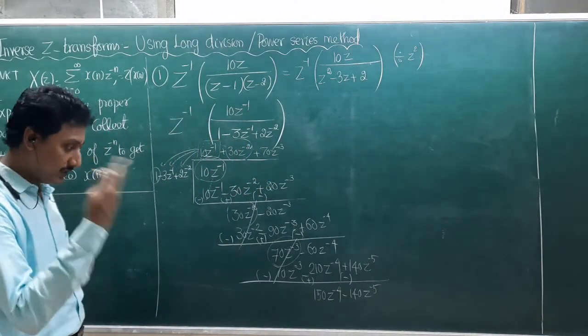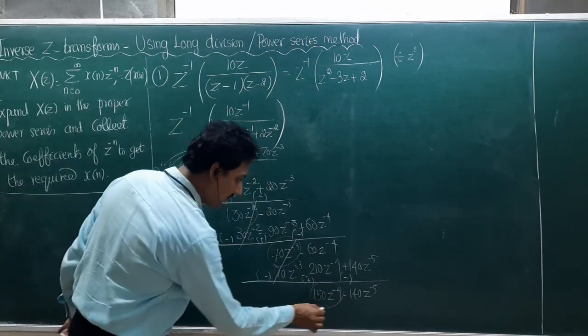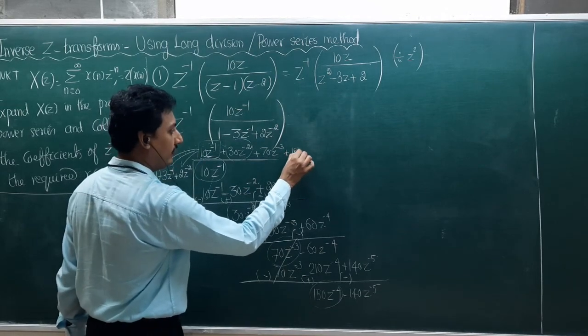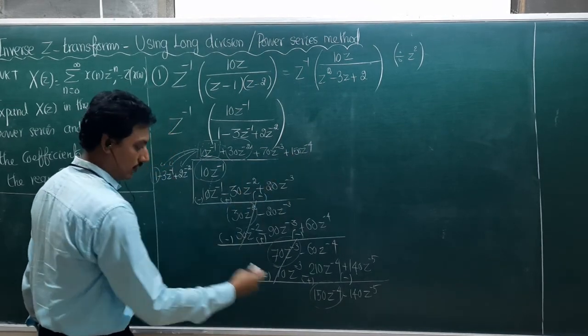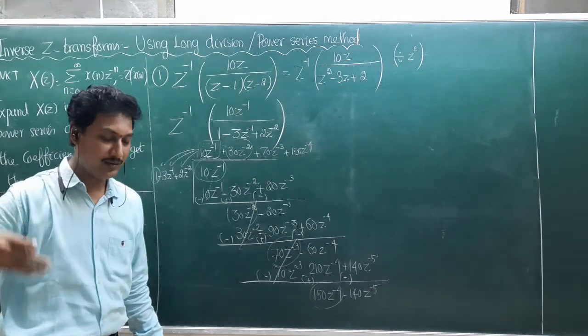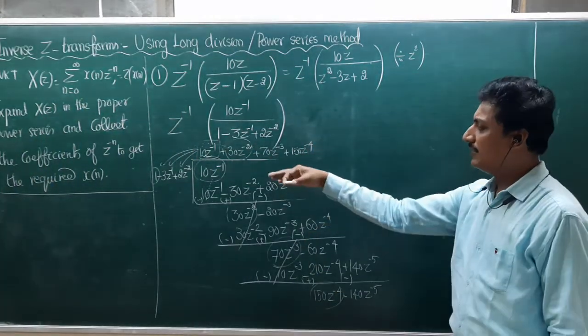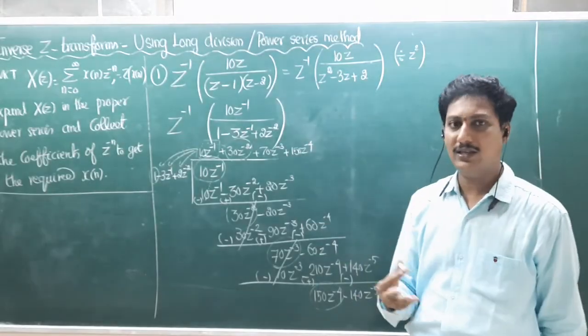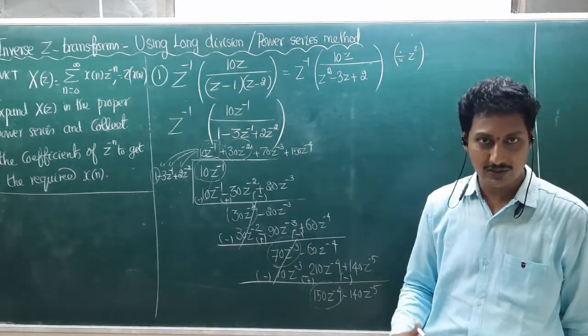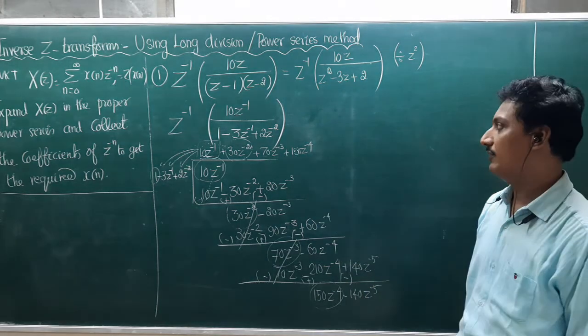Can you guess what the next term is? The next term is probably this 150 z power minus 4. Yeah, plus 150 z power minus 4. So it is going like that, up to infinity. But once we get 3 to 4 terms, we can easily stop the procedure. From that we can generalize. We get the required x of n. So that is the concept.